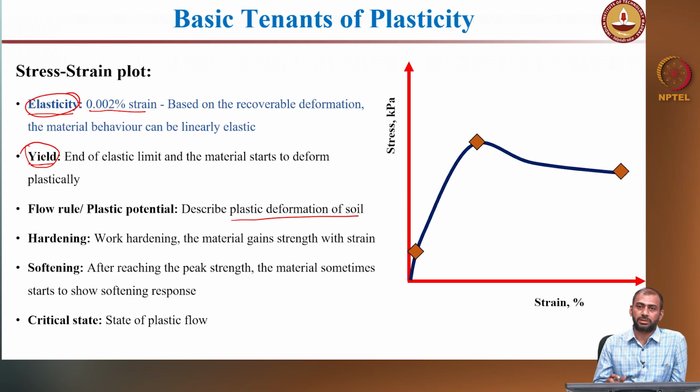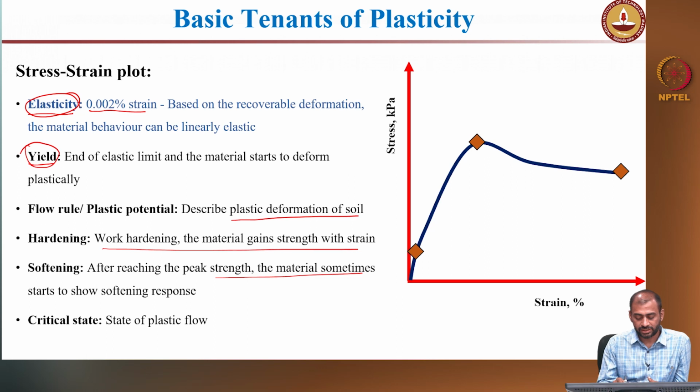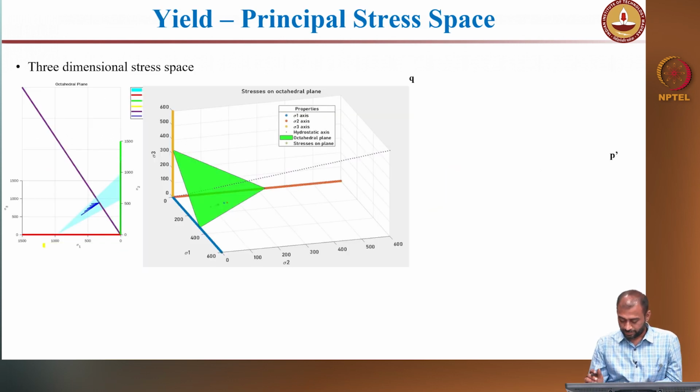Also, the material can harden, so the material gains strength as you start shearing. Again, the material can reduce its strength once you start shearing. So those are the hardening and softening responses that you typically observe. So the material hardens, and then maybe it softens, and then at large strains it reaches a critical state, right.